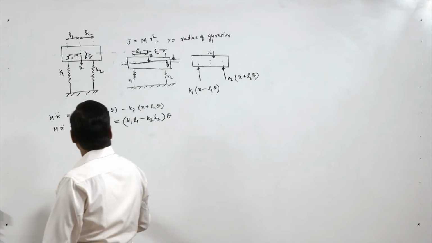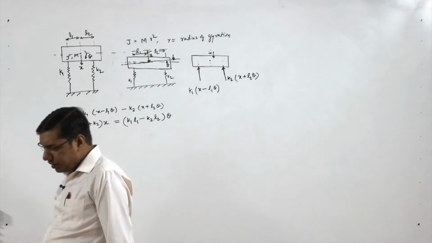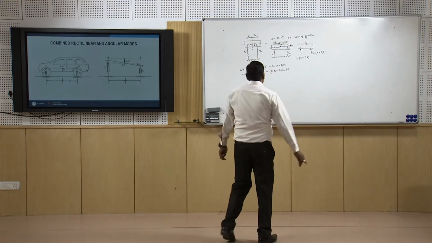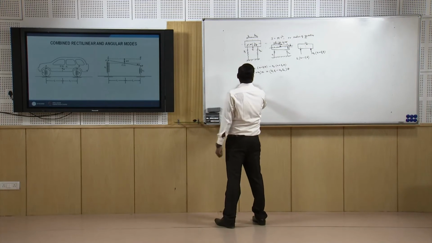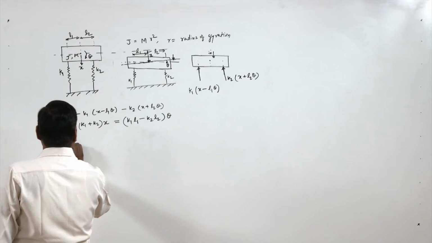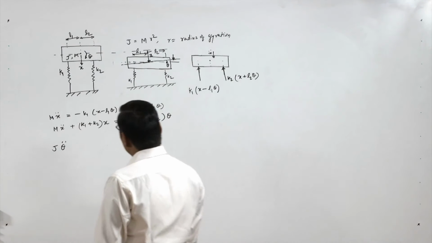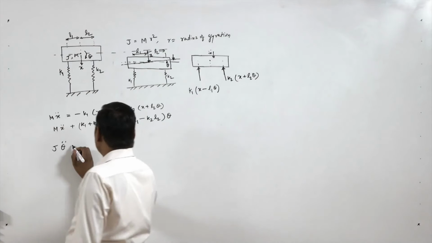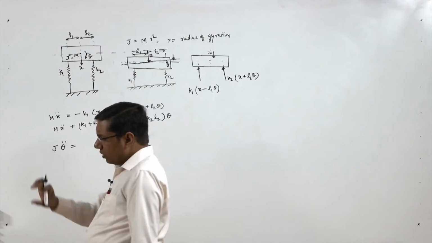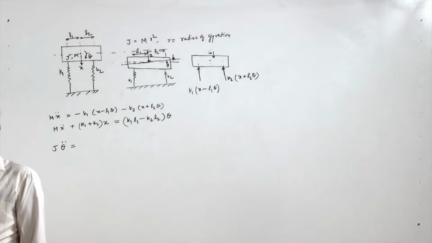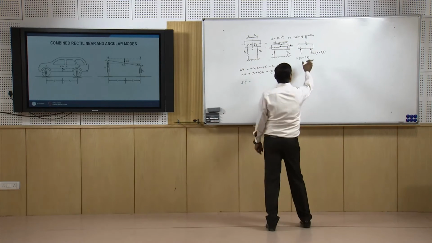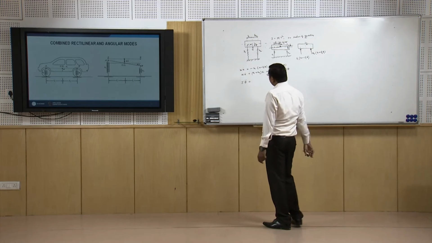Now what about the rotational degree of freedom? For the rotational degree of freedom we will have J theta double dot, because here theta is the degree of freedom and J is the moment of inertia, that is equal to the moment about that point, the center of mass. So these are the forces and moment, we have to take moment.